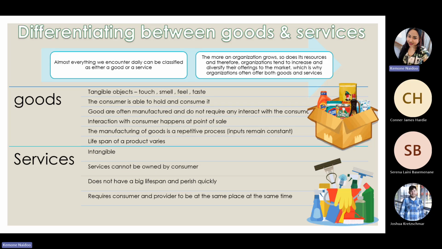A service, on the other hand, is intangible. So we cannot take it home with us. Think about when you're going to a salon, you cannot take your haircut home with you, right? It will require you to be in the same place as the service provider for it to actually take place. You can't get a haircut if you are at home and your hairdresser is in the salon. It doesn't make sense, right? So you have to be in the same place at the same time in order for that to happen.